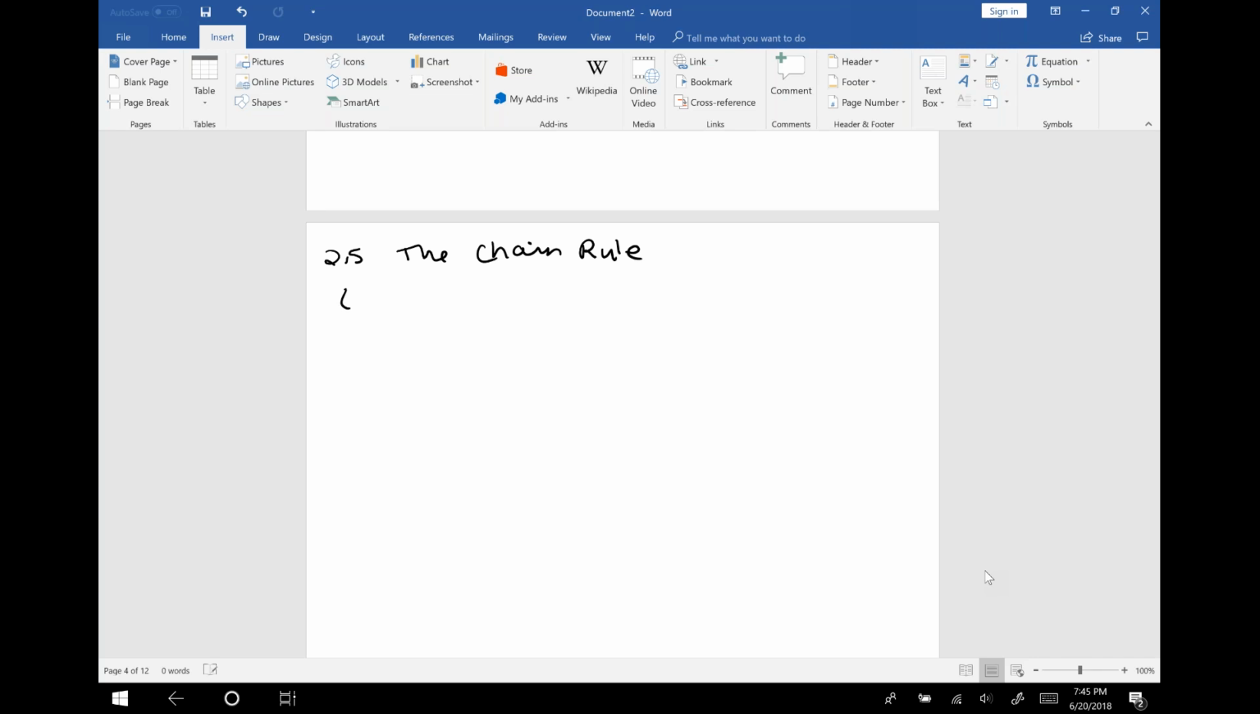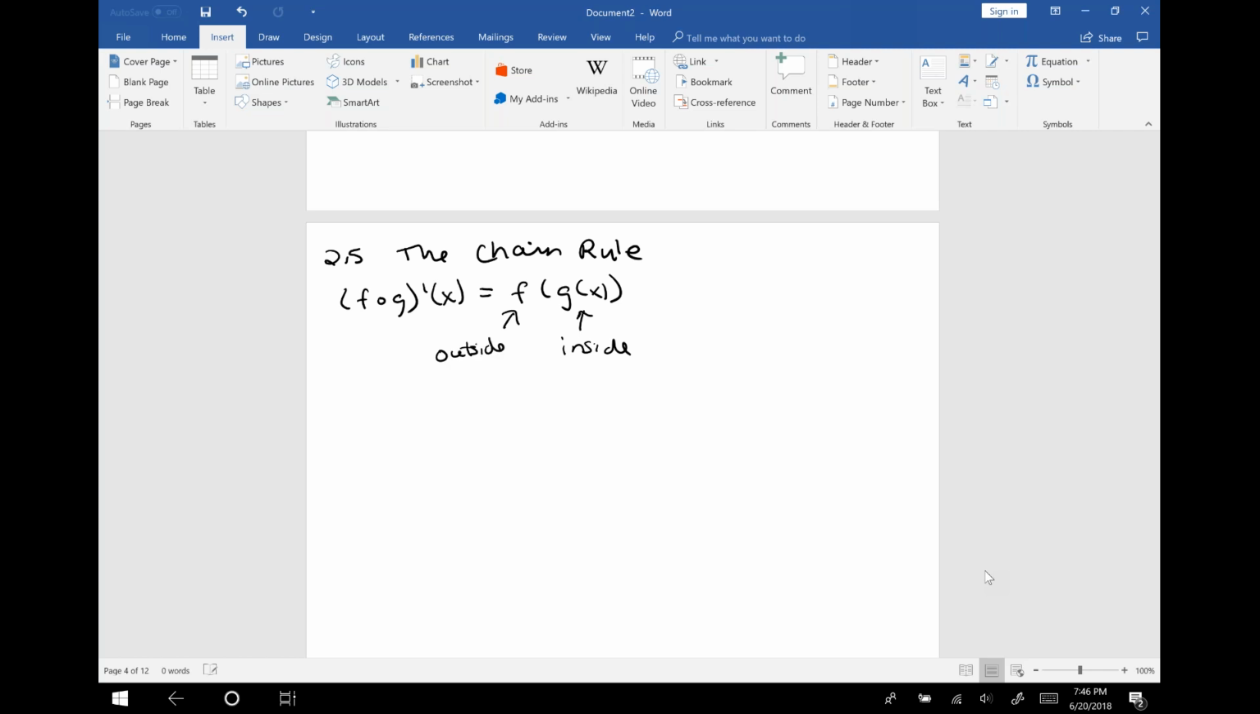So the chain rule says that when you have a composition of two functions, you have two functions f and g, and you're taking the derivative of them. So I'll write it another way. We know that f composed with g means f of g of x, where g of x is an inside function and f is going to be an outside function.